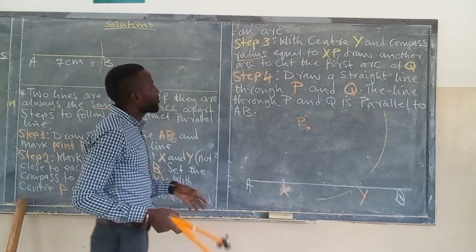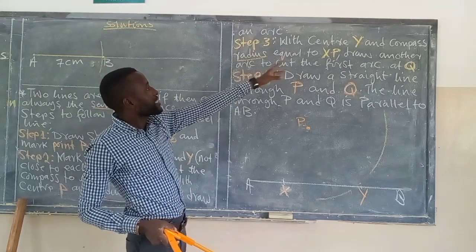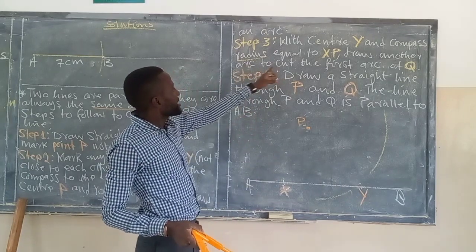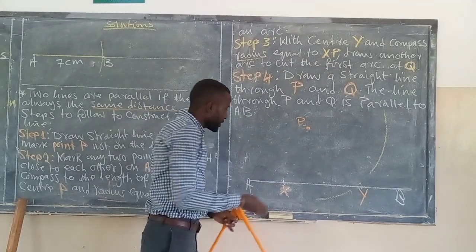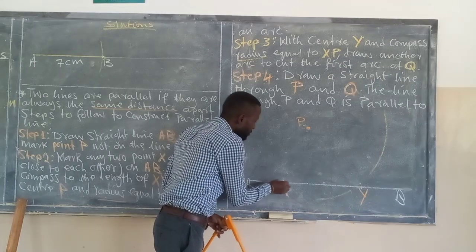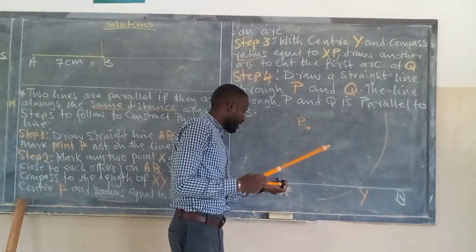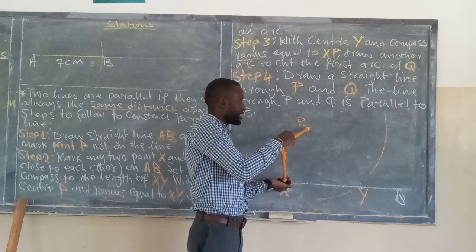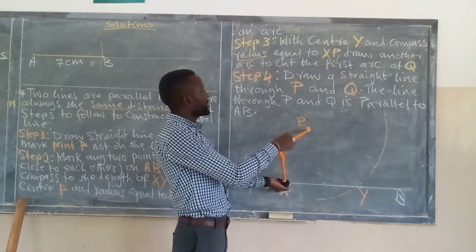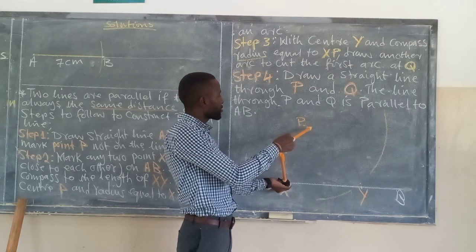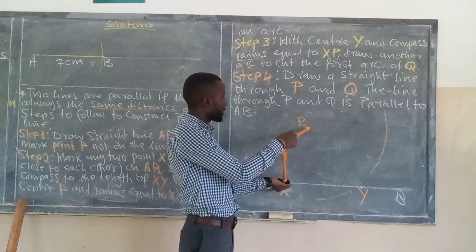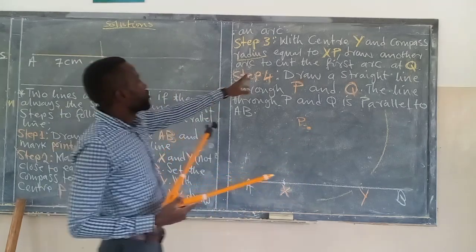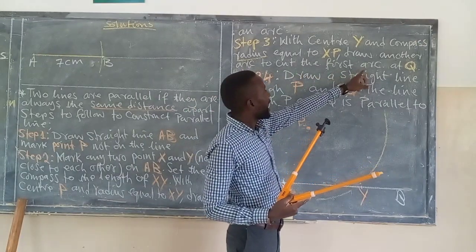Okay, once you have done that, what is the next step? Step 3. With center y, meaning center y now, and compass radius equal to xp. So the distance between xp, we put our compass here, xp. That is our radius, you can see xp there. Make sure you are accurate. Okay, draw another arc to cut the first arc at Q.